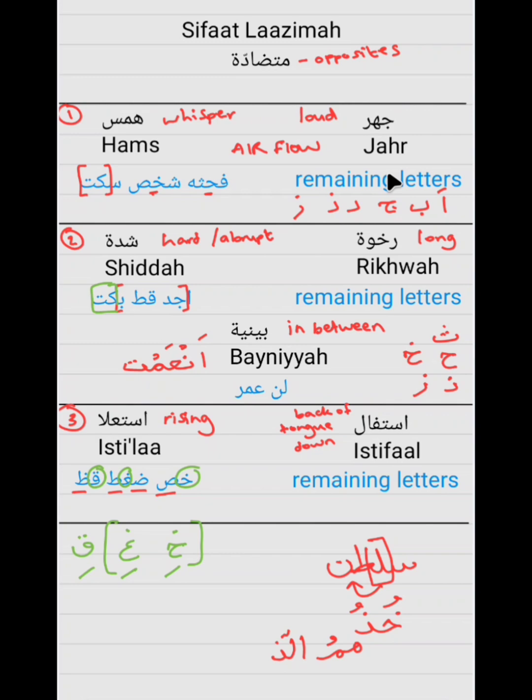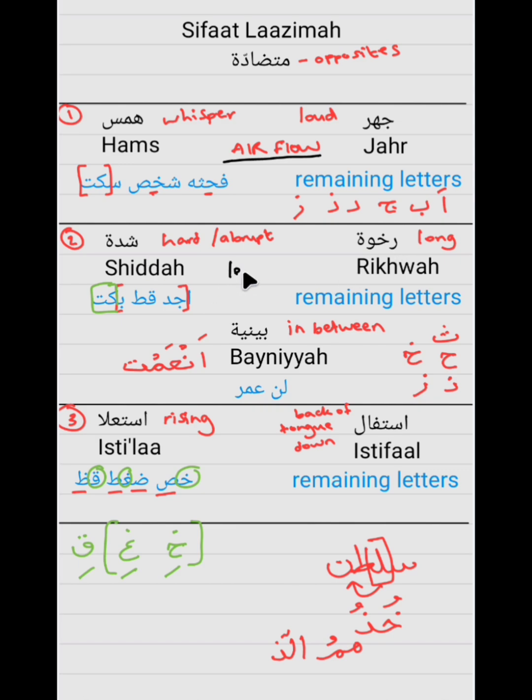Let's go through a summary. We first dealt with hams and jahr, which deal with the airflow coming out of a letter. Hams, meaning whisper, means that these letters have airflow when we are pronouncing them. It's outlined here. And jahr, the remaining letters which are not in the mnemonic fahathahu shakhsun sakat, are pronounced without airflow.